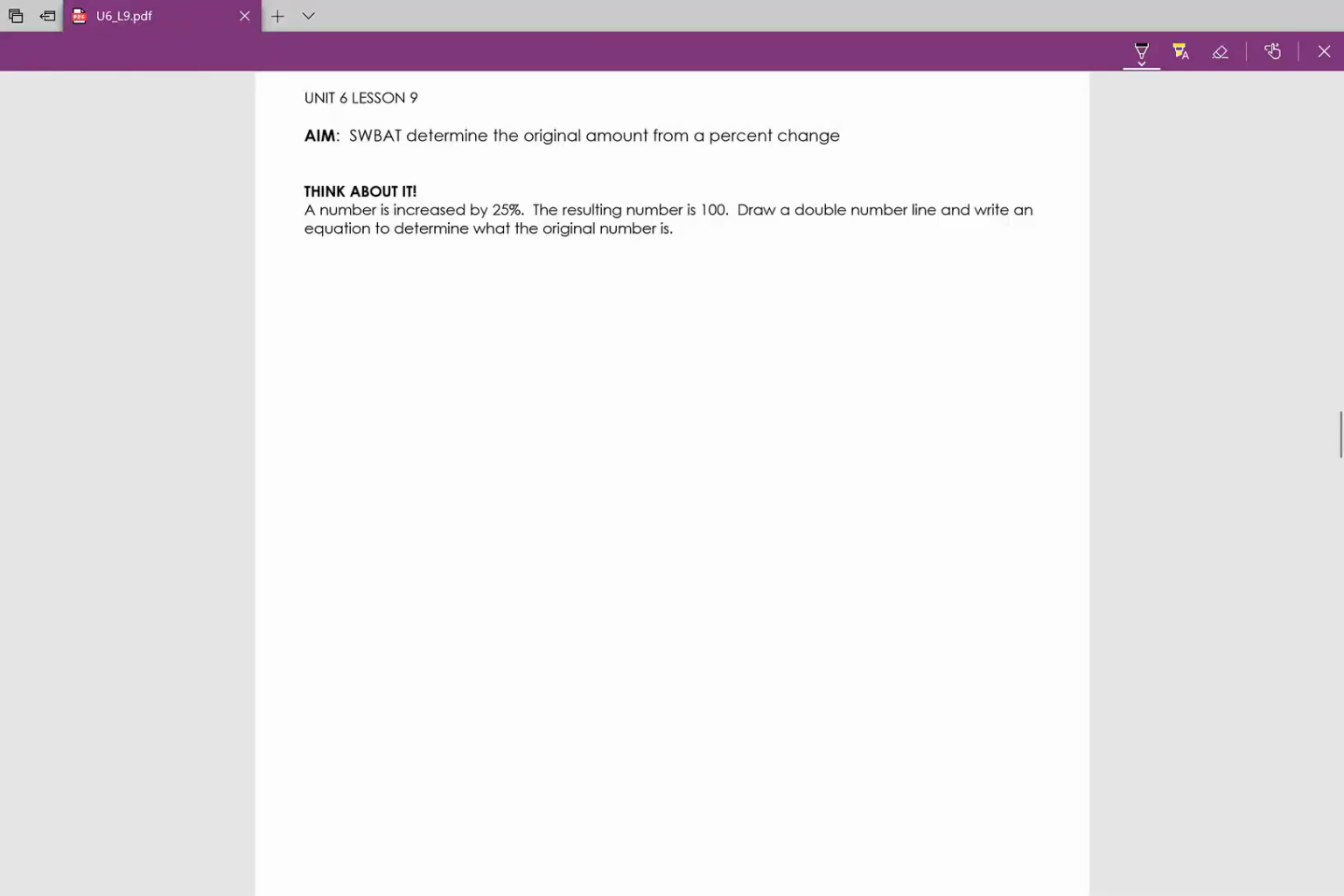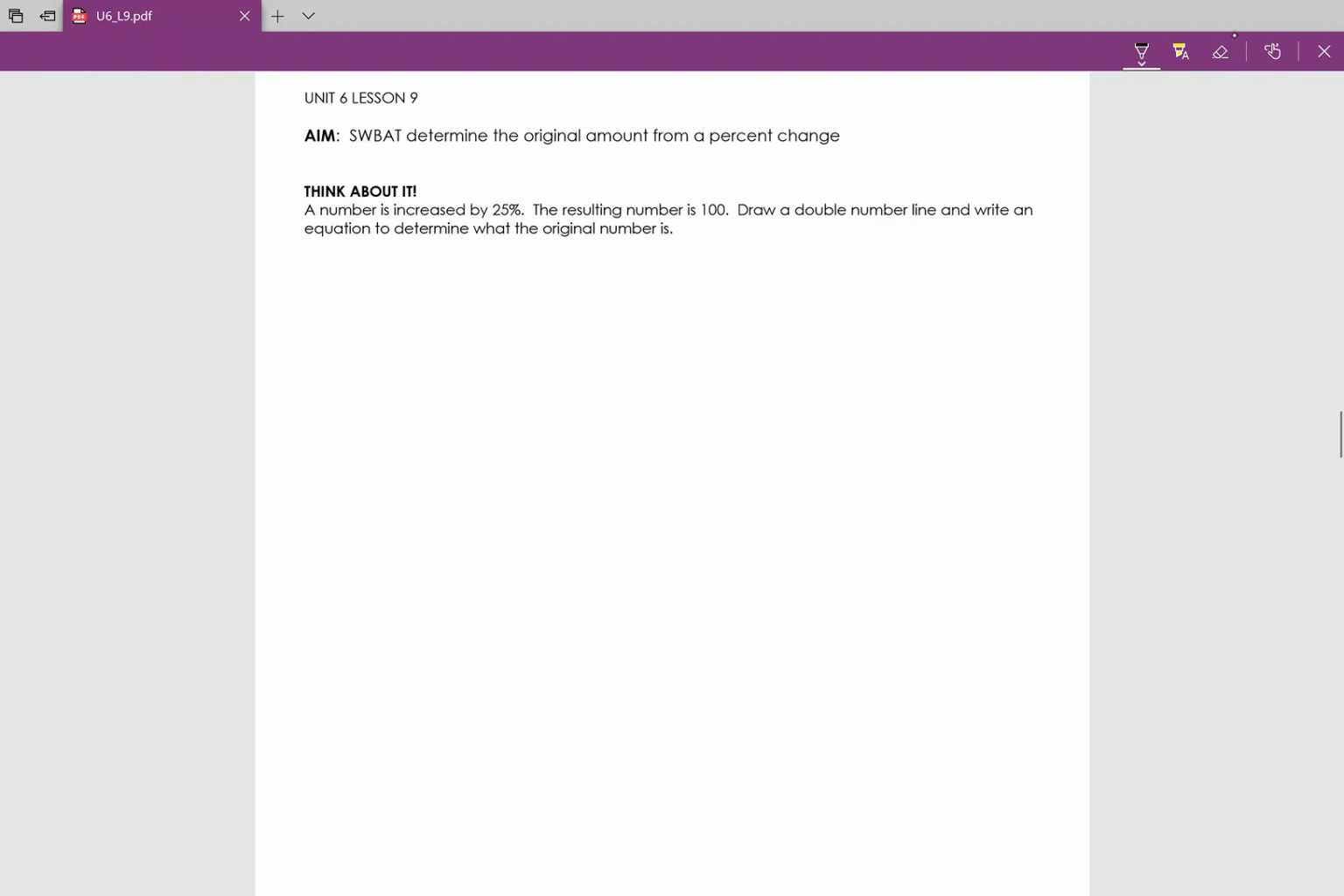This is the video for Unit 6, Lesson 9, where we'll be able to determine the original amount from a percent change. So to think about it states, a number is increased by 25%. The resulting number is 100. Draw a double number line and write an equation to determine what the original number is.